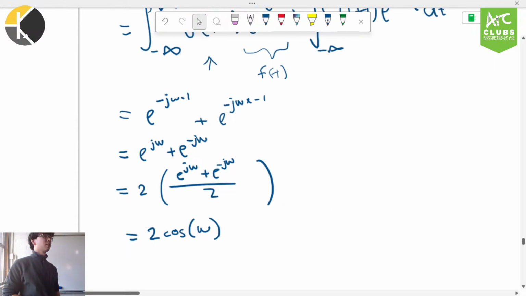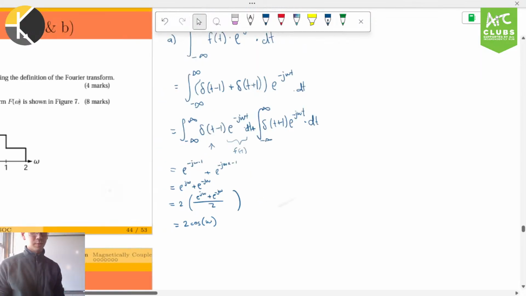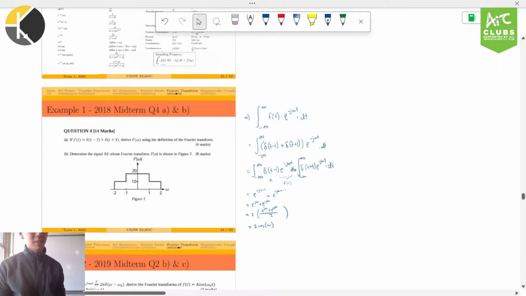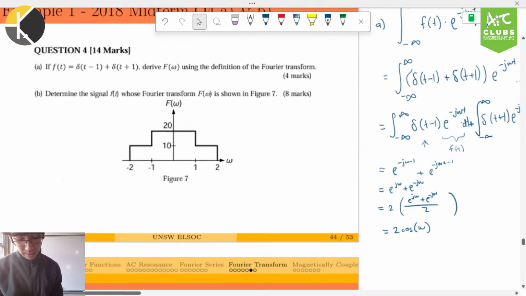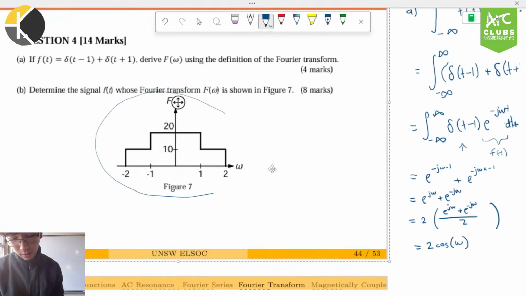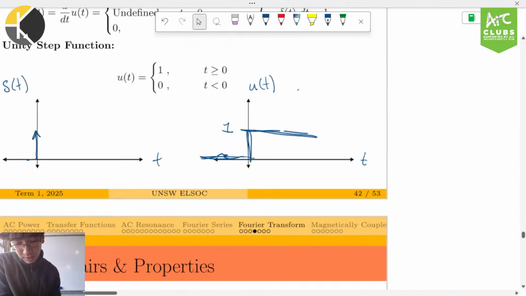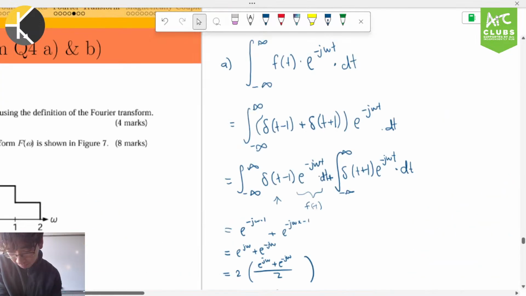Does anyone have any questions about that derivation? Cool. So that's a great example of when the sampling property would come in handy. Moving on to the second Fourier transform. We're actually given, in this case, the signal in the frequency domain, and we're asked to revert that back into the time domain. To do that, we'll need to use our inverse Fourier transform equation. So I'll write that down in our working.